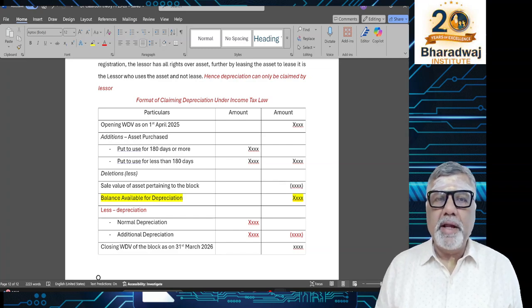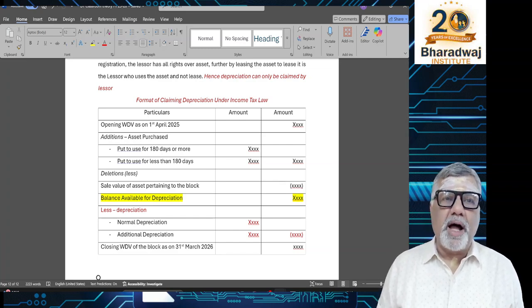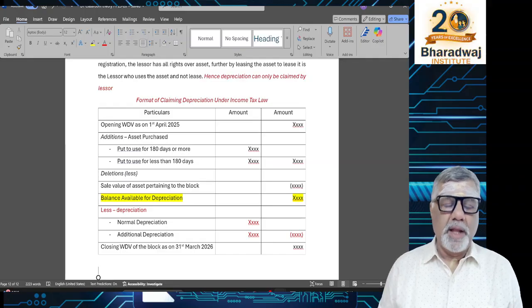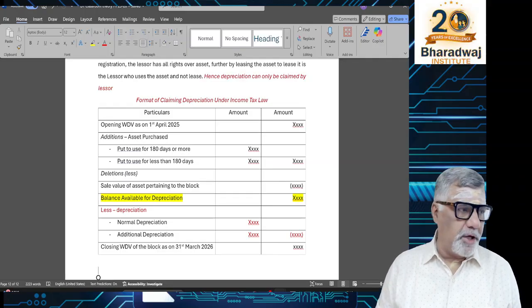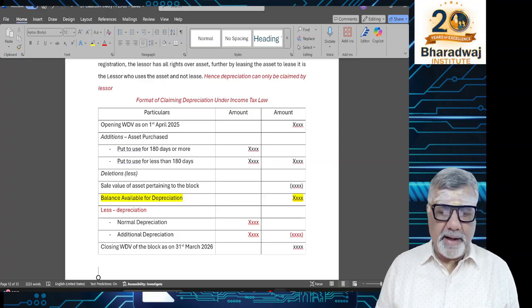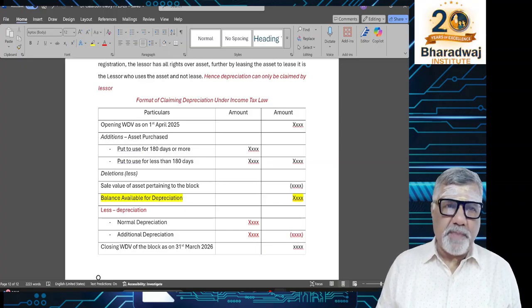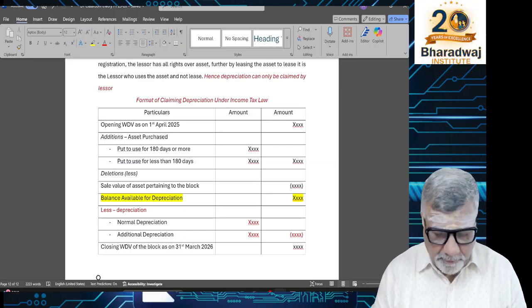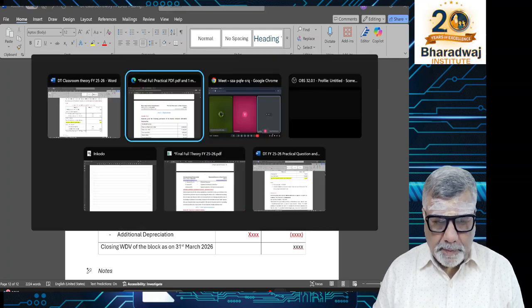Opening WDV is nothing but last year's closing WDV. There cannot be any other aspect other than 31st March 2025 closing WDV becomes the opening WDV of 1st April 2025. Similarly, 31st March 26 will be 1st April 26. Okay. So under that in your theory notebook, notes.